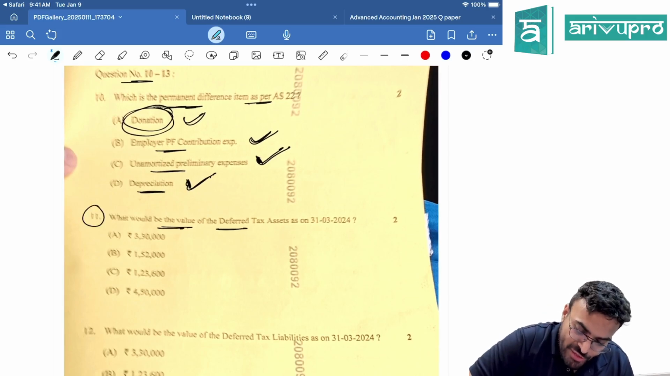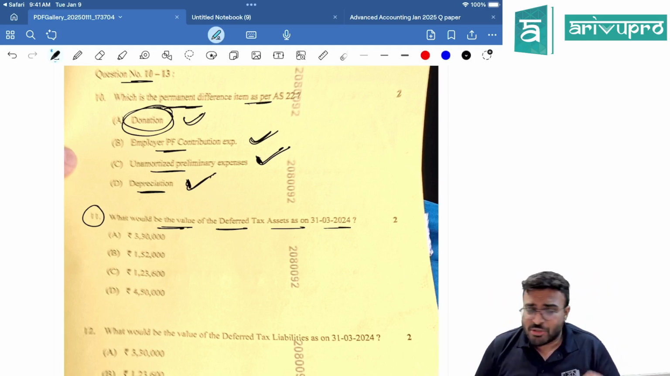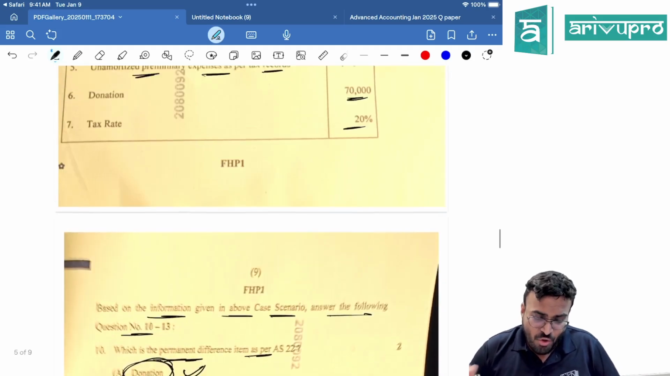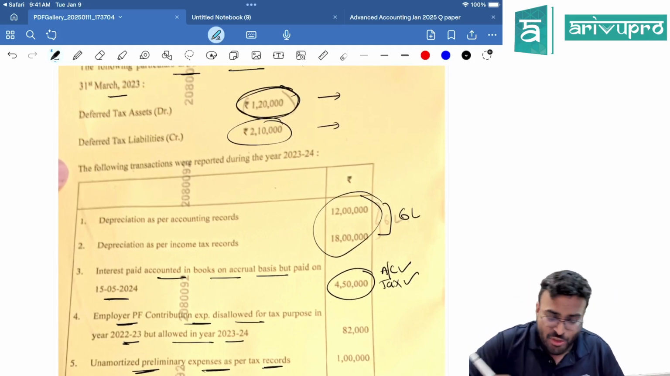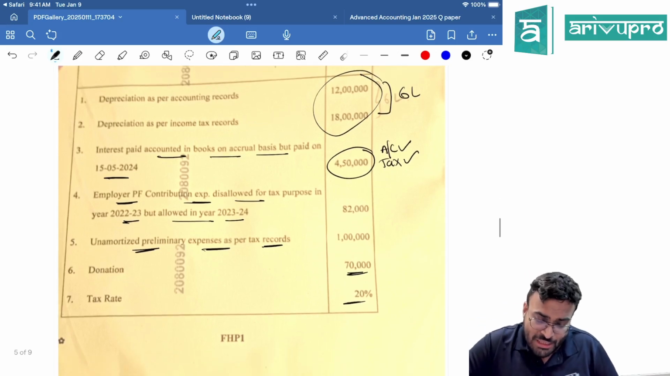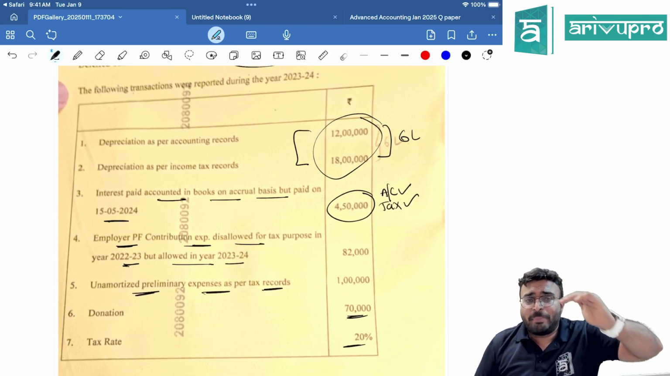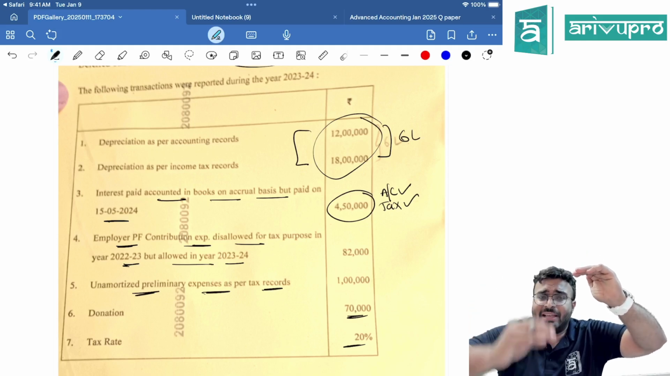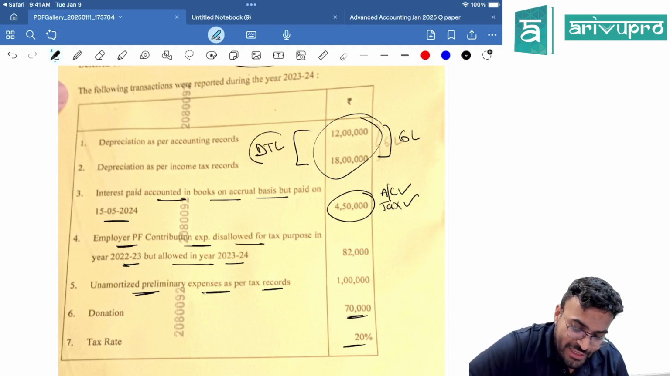11th question. What would be the value of deferred tax asset as on 31st March 2024? They are asking you what is the value of deferred tax asset. Clear? Now here if you notice, we already have deferred tax asset of 1,20,000. If you see here, depreciation as per tax is more. If depreciation as per tax is more, that means as per tax income is less. If income is less, tax is less, that means in future you are going to pay more tax.